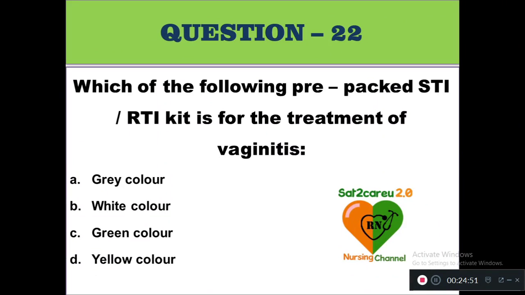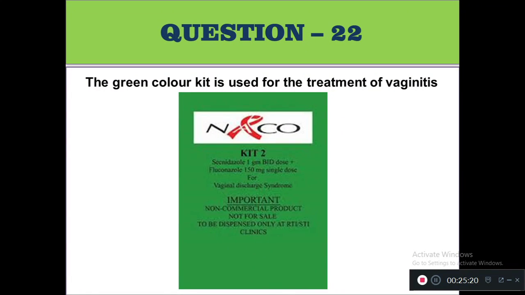Question number 23. Which of the following pre-packed STI or RTI kits is used for the treatment of vaginitis? Option A, green color, B white color, C gray color, and D yellow color. The right answer is green color kit, which is used for the treatment of vaginitis. So the green color kit is used for treating abnormalities in the vagina.